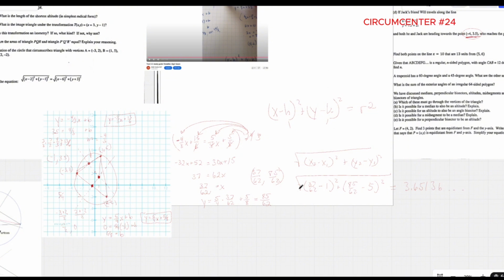All right, last step, I'm going to turn that into the equation. Let's see, I'll write it up here. So (x - 37/62) squared plus (y - 85/62) squared equals 3.65 squared. So I'll just go ahead and square that. Instead of writing 3.65 squared, I'll just punch it in the calculator. Squared, 13.33.